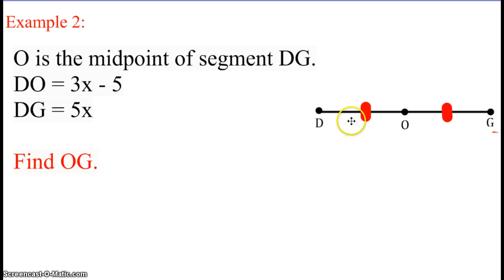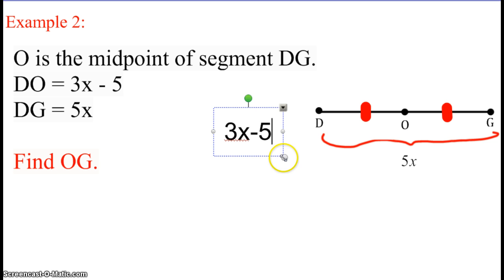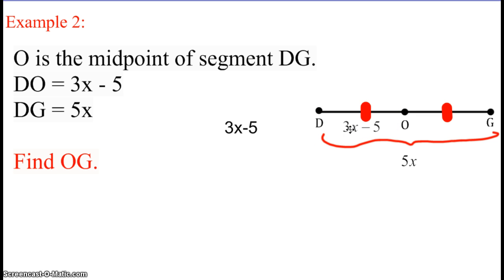The second thing I do is label my diagram. So DO is 3x minus 5. Sorry, I can't stand how big these are, so we have to make those tinier. We'll just make them like this. So this mark and this mark are congruent, so DO is equal to OG. And then I give you DG, which is the entire segment.